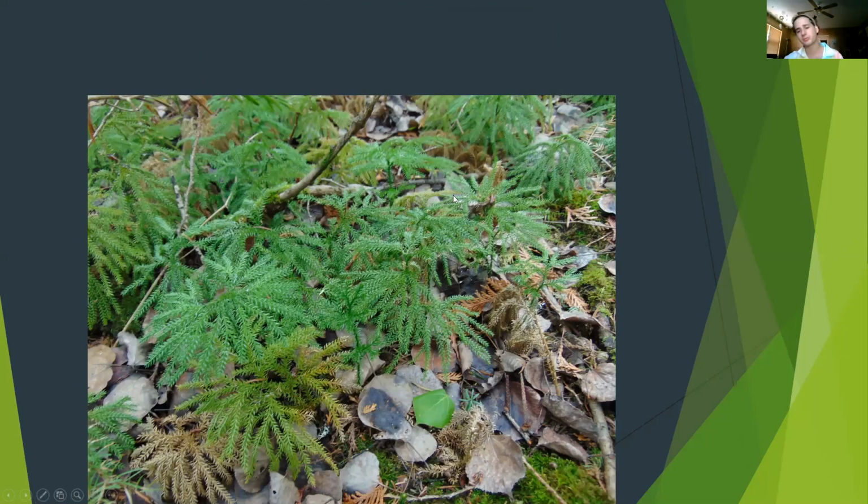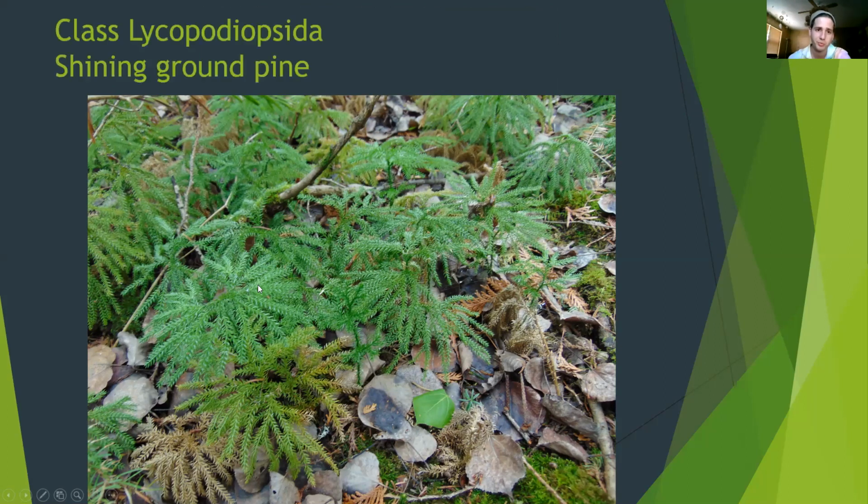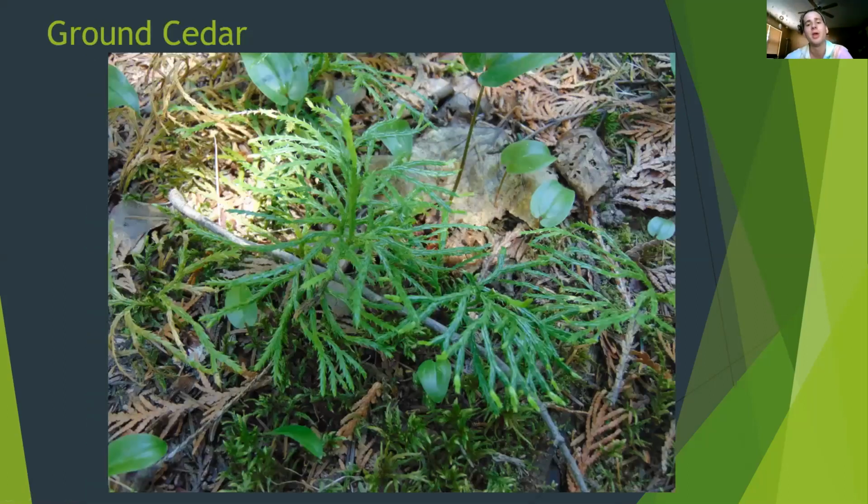So this is our Lycopodiopsida, formerly Lycopodiophyta. Again, restructuring. So if you look close, you can see these are aspen leaves about 2 inches in diameter. So these shining ground pines are only about 6 inches tall. This is the one that has the exploding spores. This is a ground cedar. This is a little bit smaller still. This is again in the same class, Lycopodiopsida. This is not bearing those strobili just yet.